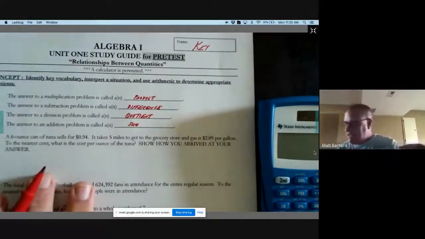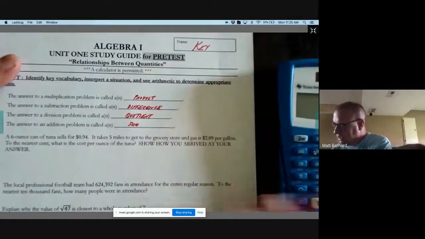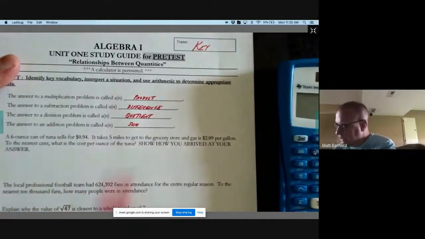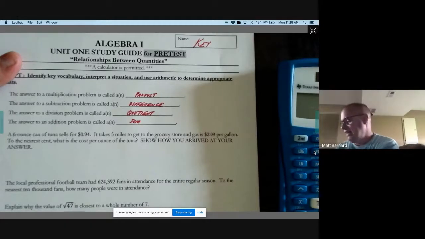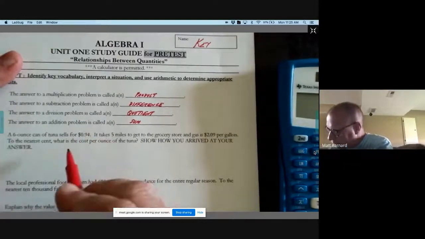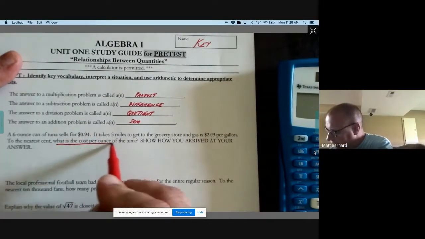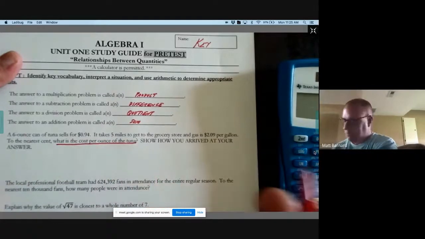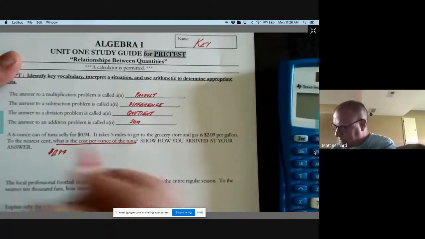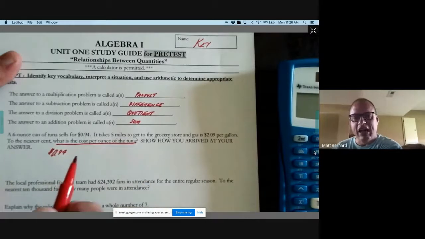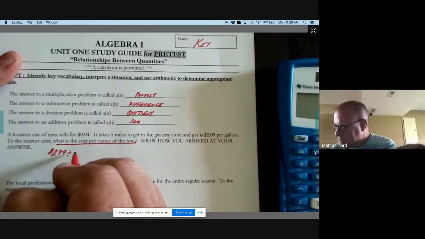So next, a 6-ounce can of tuna sells for 94 cents. It takes 5 miles to get to the grocery store, and gas is $2.09 per gallon. To the nearest cent, what is the cost per ounce of the tuna? And we have to show how we arrived at our answer as well. So when you problem solve in math, there's information that we don't always need. And so we see that here. The question we want to answer is, what is the cost per ounce of the tuna? So when we see cost, that's 94 cents, and I'm going to make a note of that. We want to find the cost per ounce, and what that really tells us to do is divide that by 6.